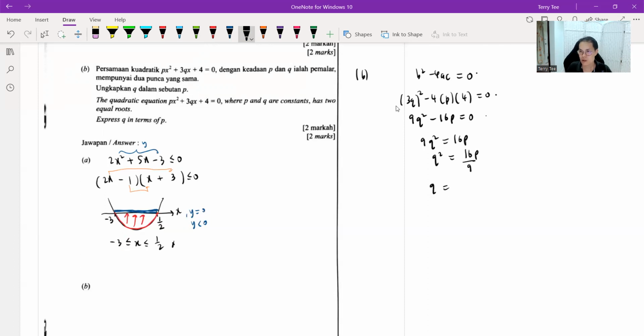When we square root 16, you get 4. Square root 9, you get 3. P, you square root, you get square root here. By right, you should put a plus minus. But normally in this question, when they ask you to express p in terms of q or q in terms of p, normally we don't put a plus minus. But the marking scheme here, they actually put it. So actually it's okay not to put, but if you put it, there's nothing wrong as well.